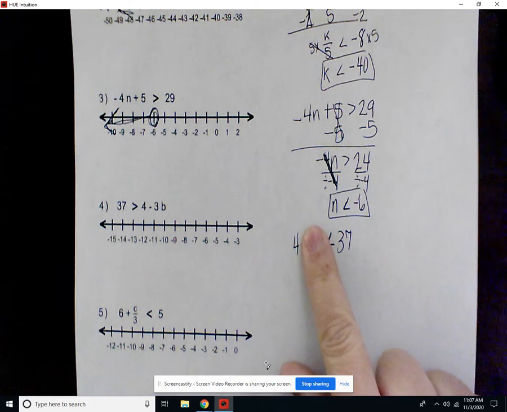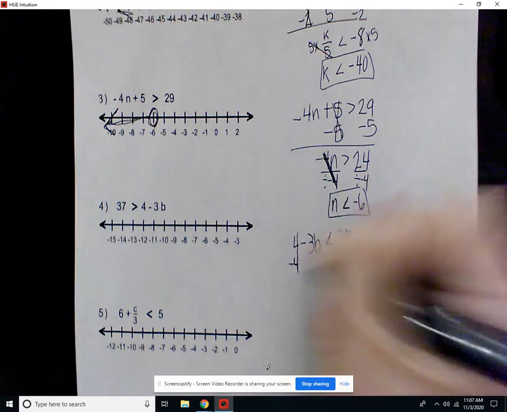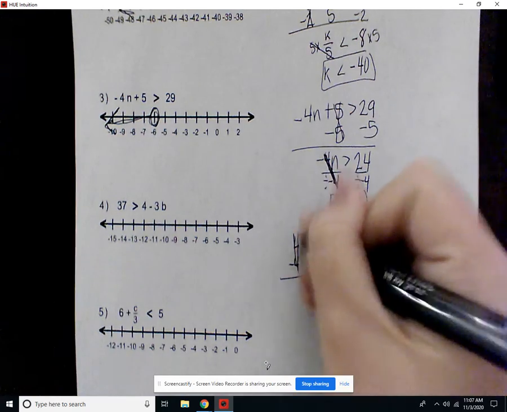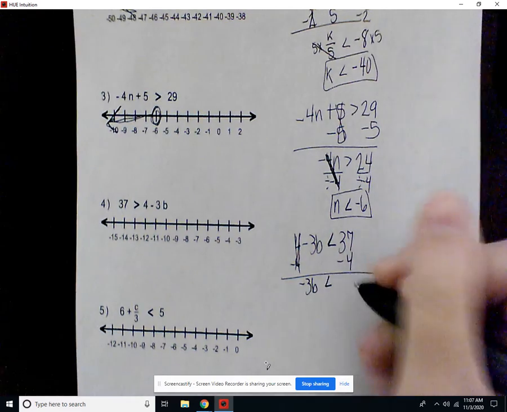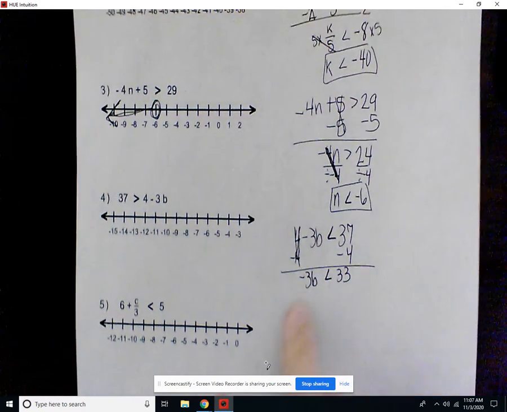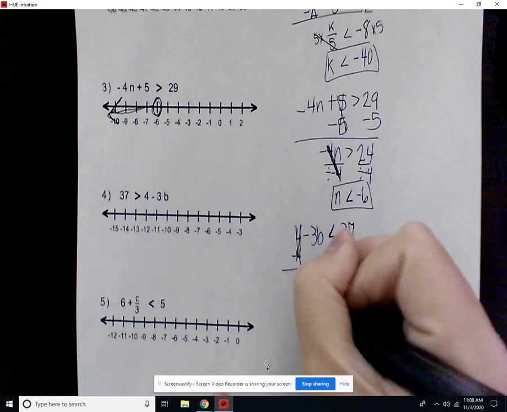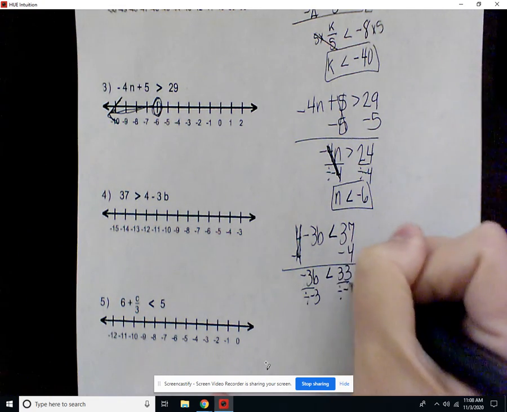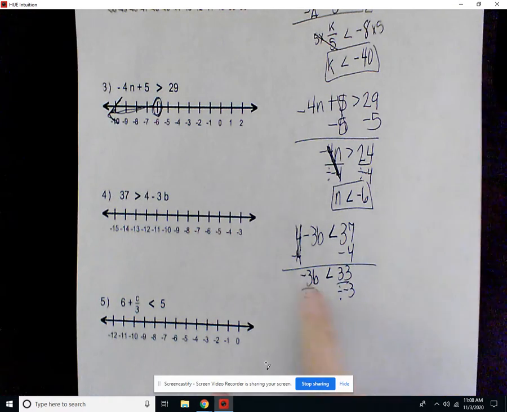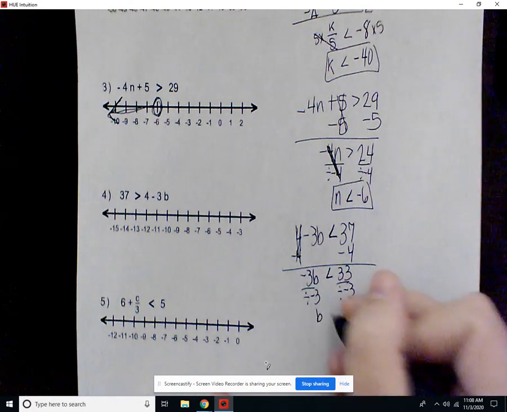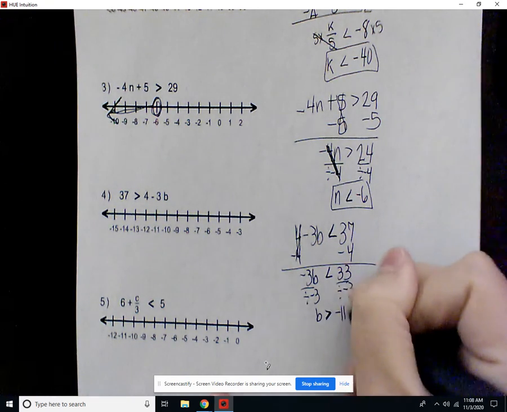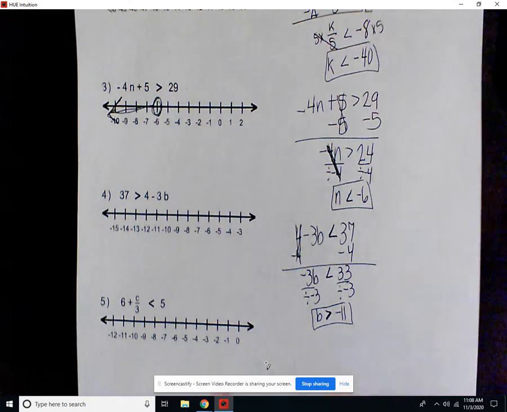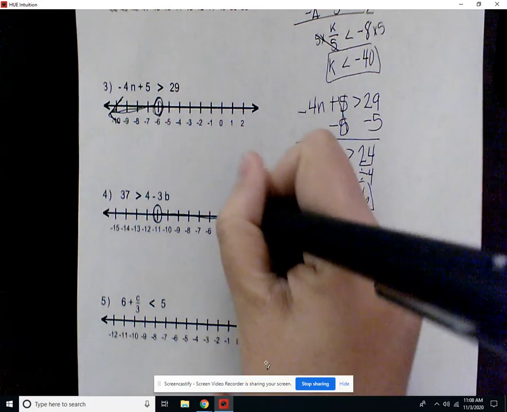We'll cover up our 3b. Opposite of 4 is minus 4. Minus 4. 4's cancel. We're bringing down a negative 3b. Bring down the sign in front, our arrow. 37 minus 4 is 33. Negative 3b is multiplication, so we're going to divide by negative 3. We have b. Okay, since again we're dividing by a negative, our arrow will flip direction since our letter is negative. 33 divided by negative 3 is negative 11. So we're going to have an open circle at negative 11, and we're going to be going to the right.